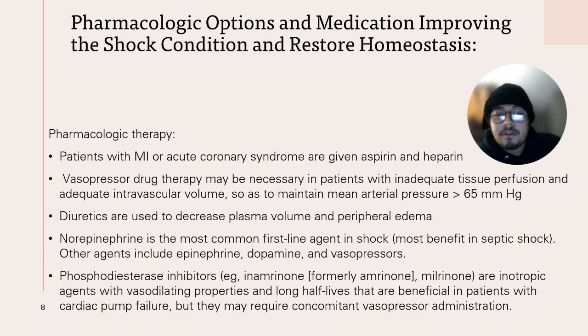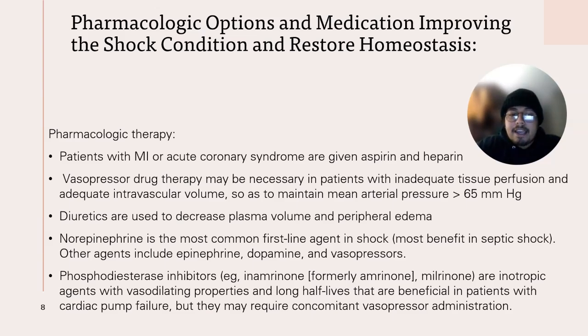Vasopressor drug therapy may be necessary in patients with inadequate tissue perfusion and inadequate intravascular volume, so as to maintain a mean arterial pressure of greater than 65. That's your minimum. You'd want to get something higher than that. Diuretics are used to decrease plasma volume and peripheral edema.